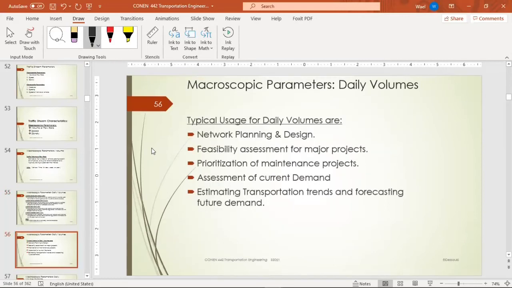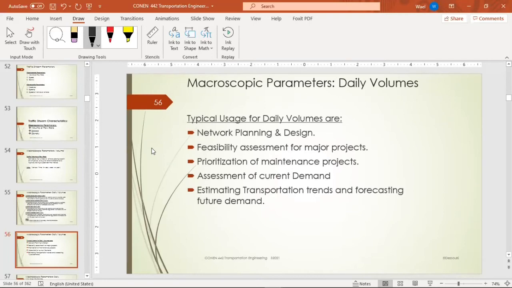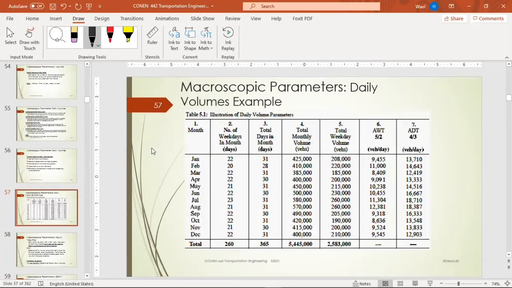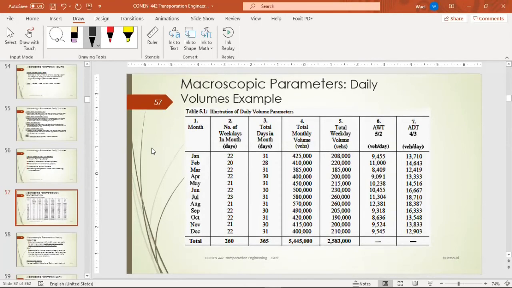Okay, how do we use these volumes? The daily volumes are used basically primarily for network planning, design, feasibility assessment of major projects, and prioritization of maintenance, but we don't use them for design, okay? We don't use these volumes for designing the number of lanes or designing traffic facilities or traffic signals. Why?